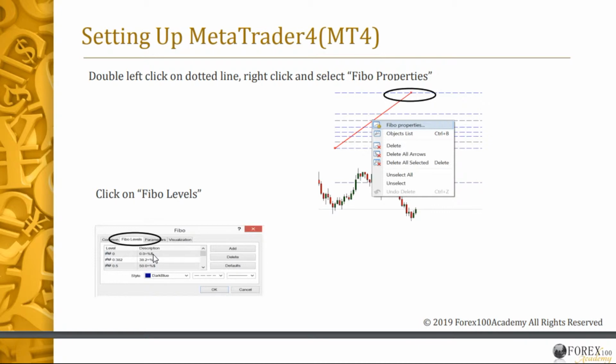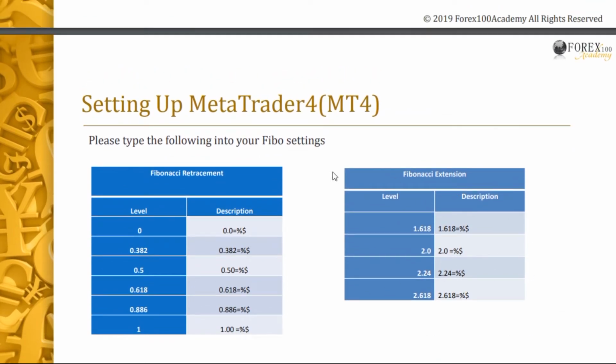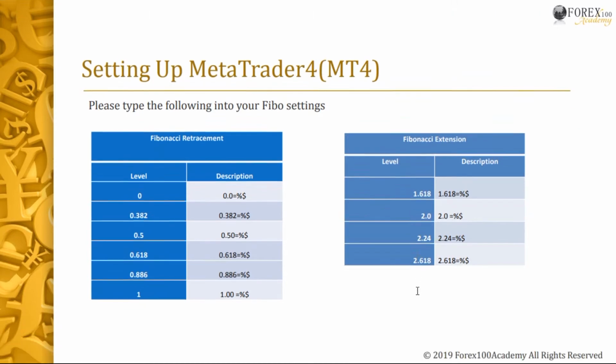So what you do, you just double click it and add this value in, and there are other levels we are setting in. So these are all the values you should be adding on to your Fibonacci retracement icon, both the retracement and extension values. Do note that there are additional levels like 0.886 being added. There are additional values like 1.618, I mean 2.0, 2.24 and 2.618 for trading purposes.